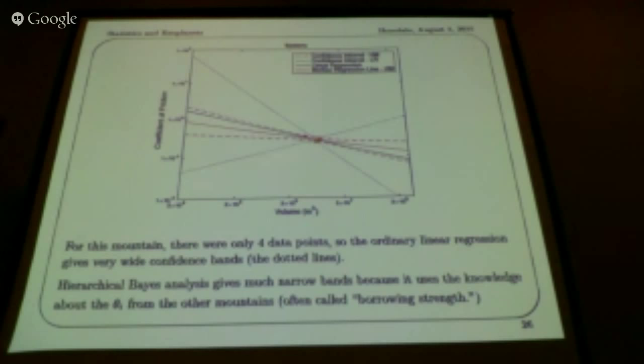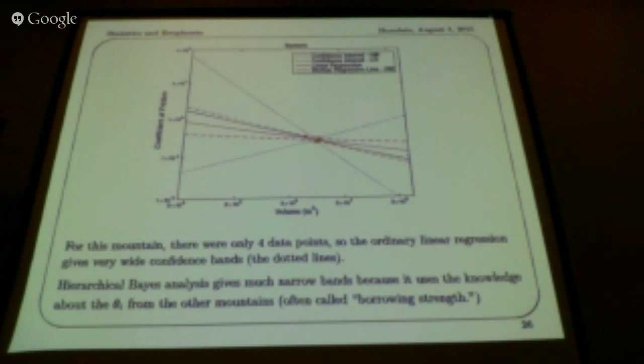Now, one has to be convinced that there is this relationship between the different mountains that we can exploit. Well, the volcanologists said, yes, that's very clear in this case. We don't worry that that model is incorrect. So through hierarchical Bayesian analysis, you can get much more precise answers in scenarios where one of the particular entities doesn't have enough data.